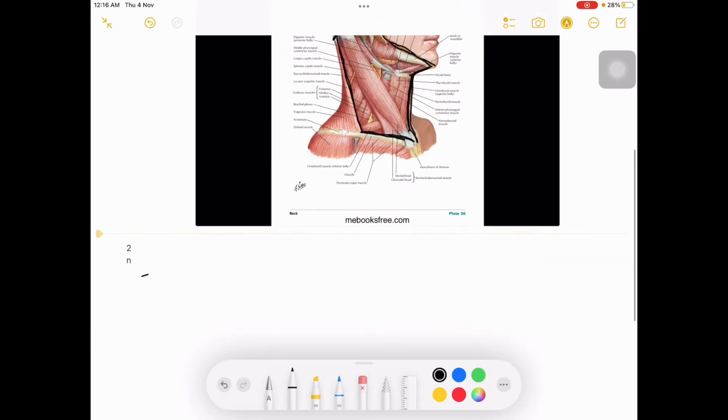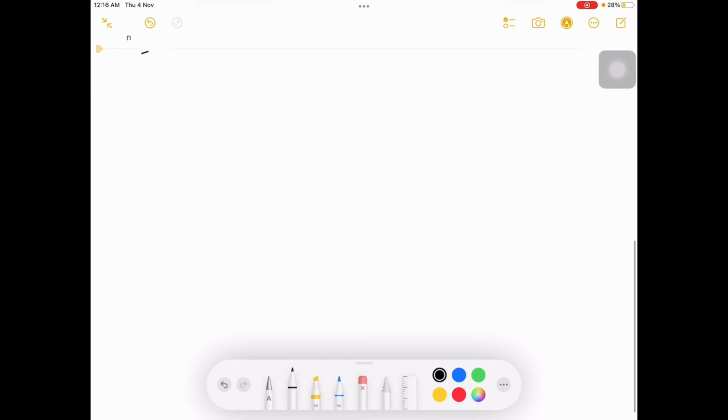So now we'll just draw a very simple diagram of the neck, and in that it will be very clear to you how you can easily understand the neck. You can imagine that this is your mastoid process, this is the styloid process. In front of it you have your ear, then you have your mandible, and then from here you have your hyoid bone.